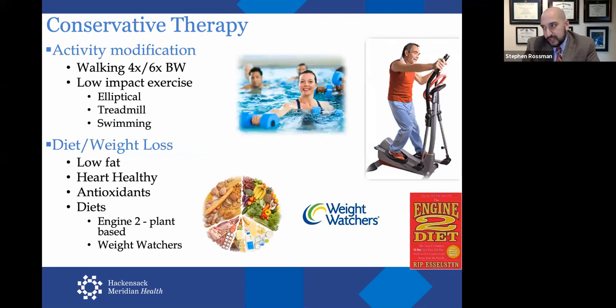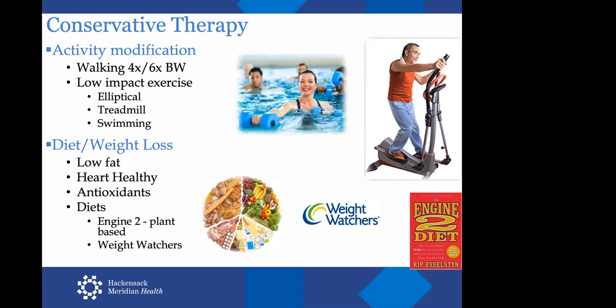Activity modification is on the top of the list. Just by walking, you can create 4 to 6 times your body weight across your joints, your hips and your knees. So a lot of weight is placed just from walking. Running could be even more than that. So we generally recommend low impact exercises: swimming, treadmill, the bike, the elliptical. Walking is okay, but even lower impact exercises would be even better, especially if you have arthritis.